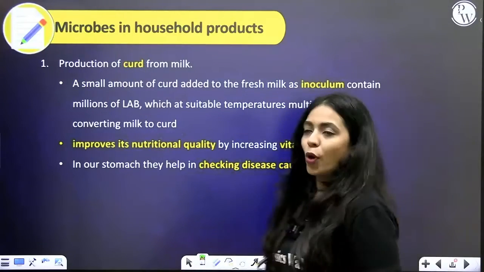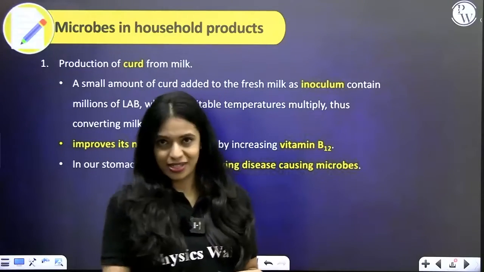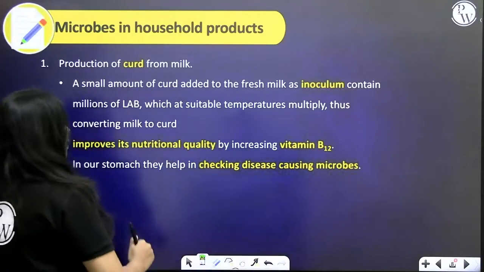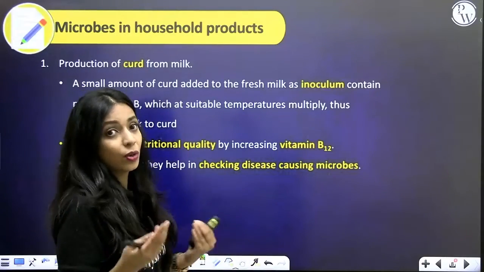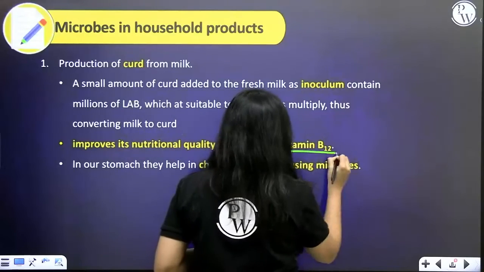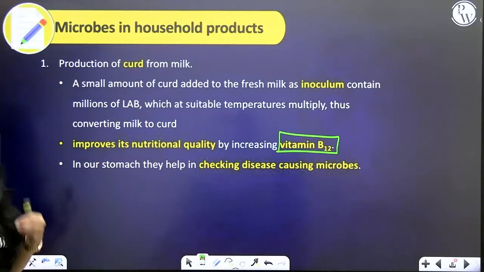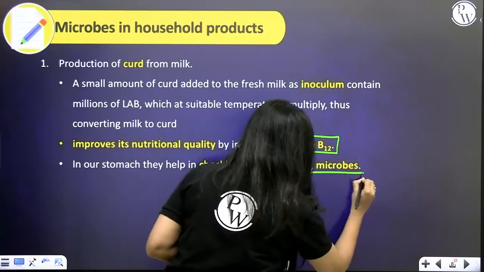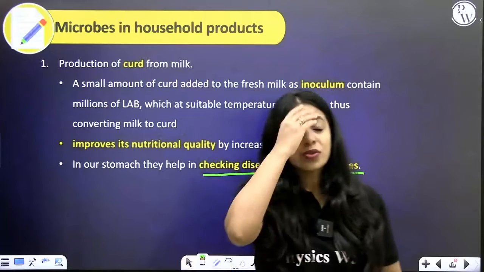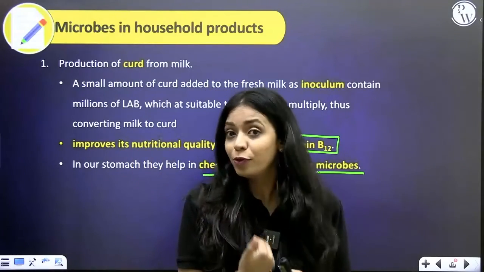Why is curd important? Curd is very, very important for your gut for two reasons. Number one, it improves the nutritional quality by increasing vitamin B12. It is an important vitamin that should be a part of your diet. Secondly, they check the disease-causing microbes. Of course, we know there are microbes that cause diseases, and there are microbes that are helpful for us.